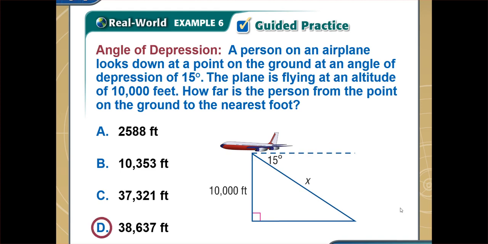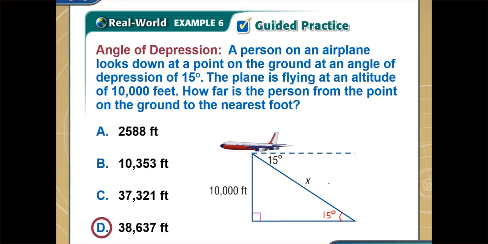The hypotenuse, or the length from that person on an airplane to the point on the ground, is 38,637 feet. So where did we get this one? Again, there are two ways to do it. I'm going to use this angle here. Two parallel lines and the third line, a transversal, so therefore this angle will be 15 degrees.